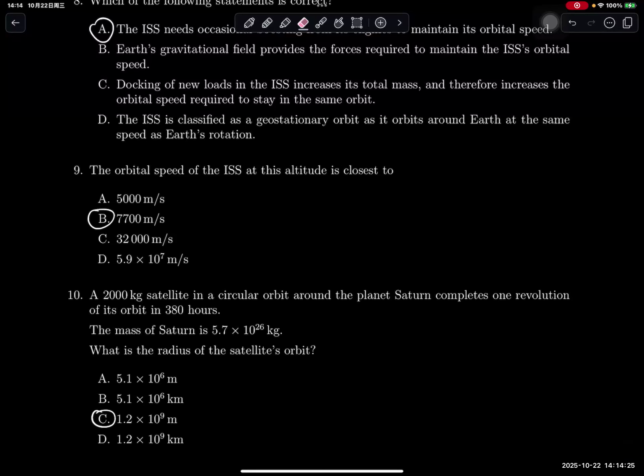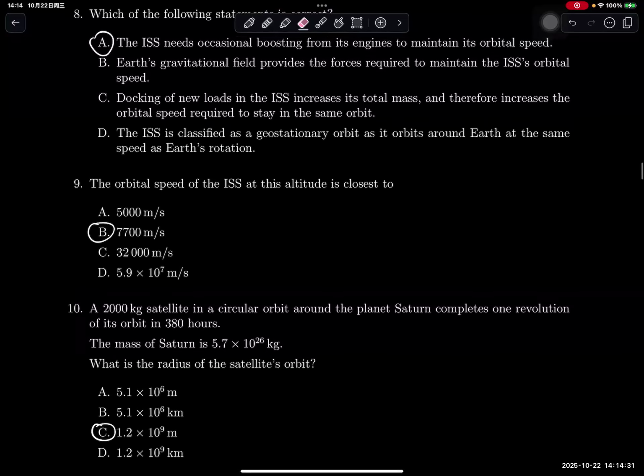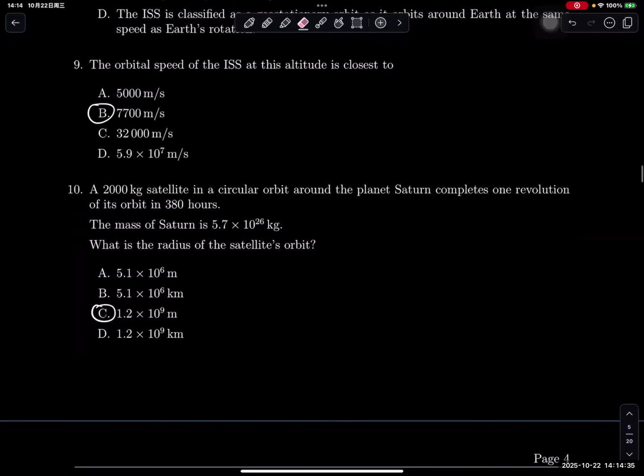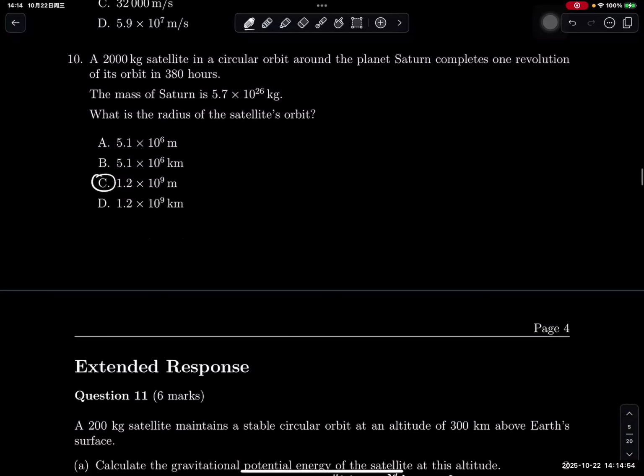Question 9. The orbital speed of the ISS at this altitude is closest to? You just use the orbital speed equation. Question 10 is also a C. A satellite is in a uniform circular orbit around Saturn and completes one revolution in a given time. To find the mass of Saturn, you just use Kepler's third law, which relates the mass of the host planet being orbited. And pretty much from there.